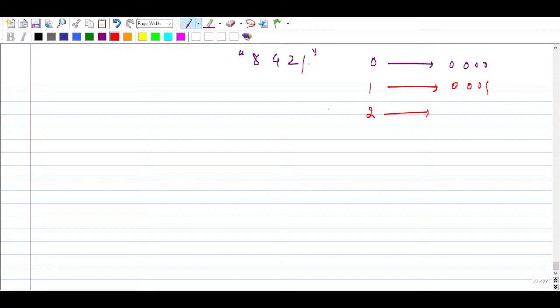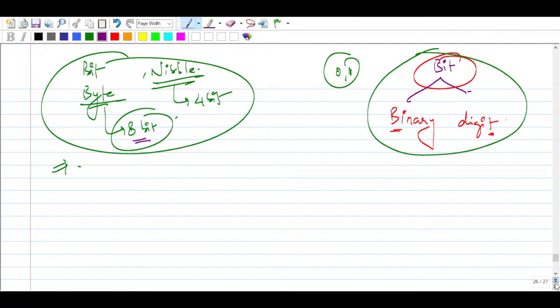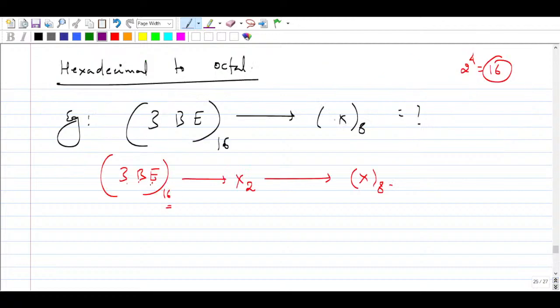2 can be written as what? 2 is here, so 0010. For 3, you have to add 2 and 1, so you can say 0011. For any decimal number, such as 3, you have to convert into binary, right? Corresponding binary digits you have to put. So for E, too, 4 bits you have to use.